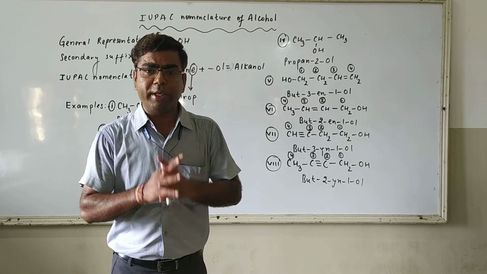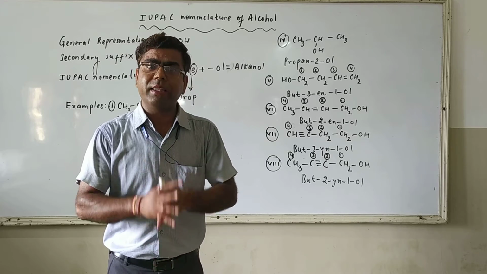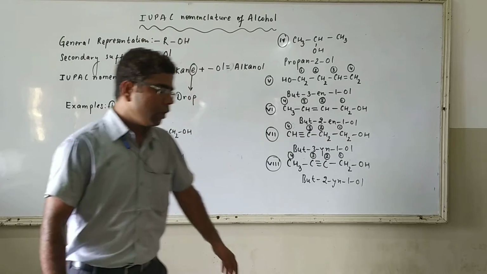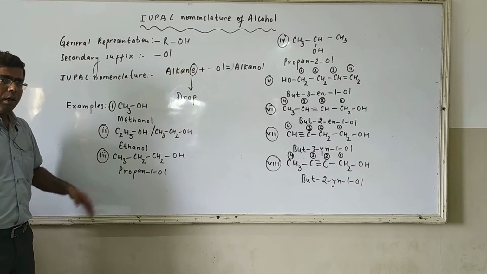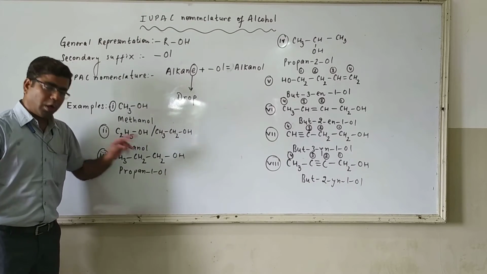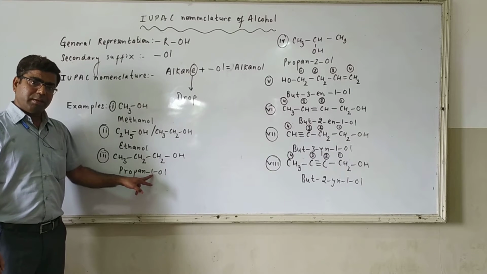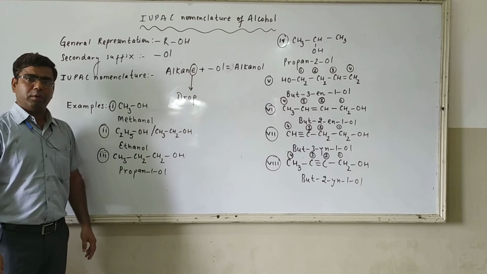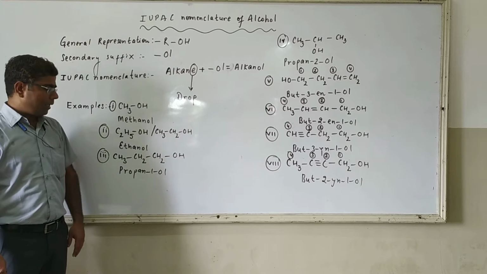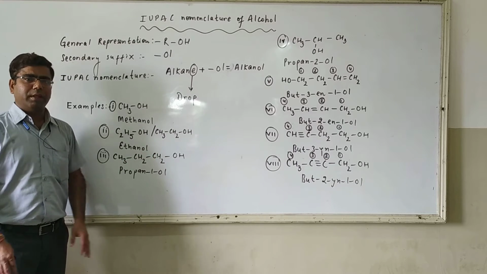The position of the OH group is changed. So here we have to specify the position of the OH group also. So compound number 3 will be named as propane-1-ol. This 1 is the position of the OH group, or we can say that the OH group is placed on carbon number 1 of the main chain.